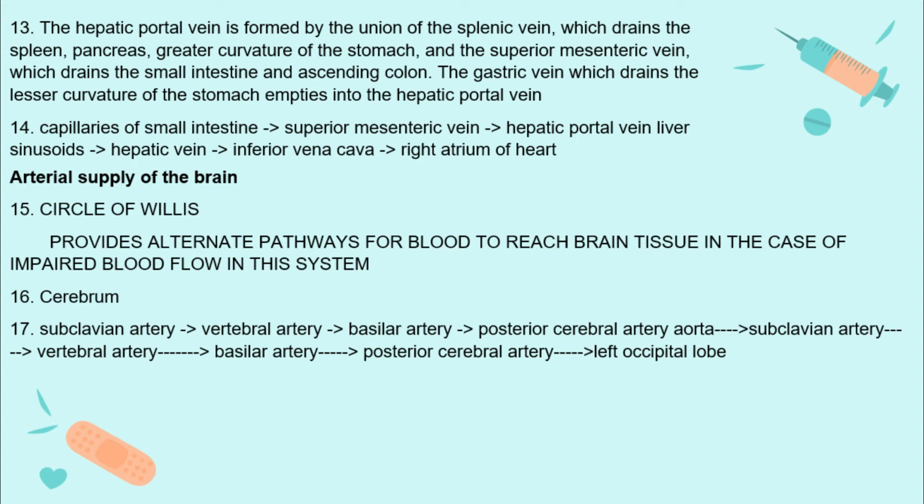Number 16. What portion of the brain is served by the anterior and middle cerebral arteries? The answer is the cerebrum.